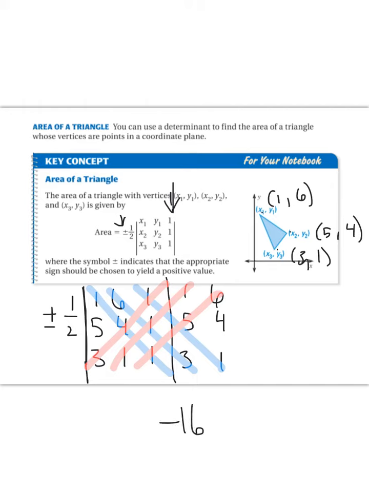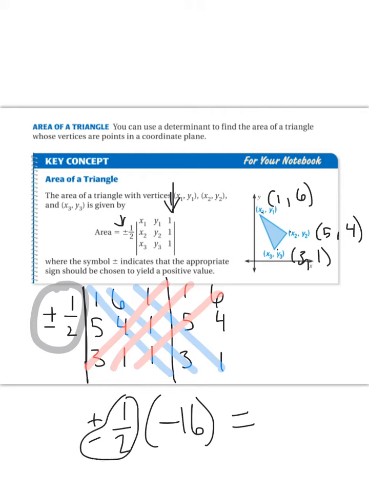Remember though, we still have this plus or minus 1/2 out here in front. So we need to take -16 times 1/2, plus or minus. Now is when we decide if we want to do plus or minus. Well, we need our final answer to be a positive number. So we have -16. We need to multiply it by a -1/2, because a negative times a negative is a positive. So the area of this triangle would be 8 units squared.